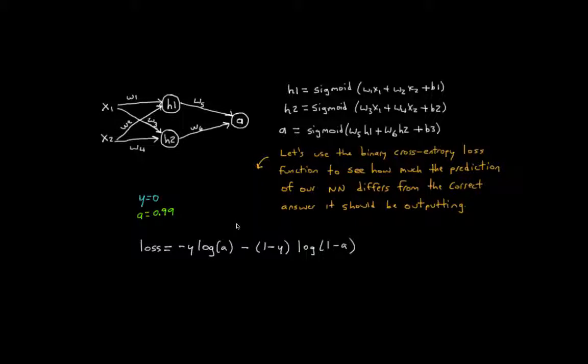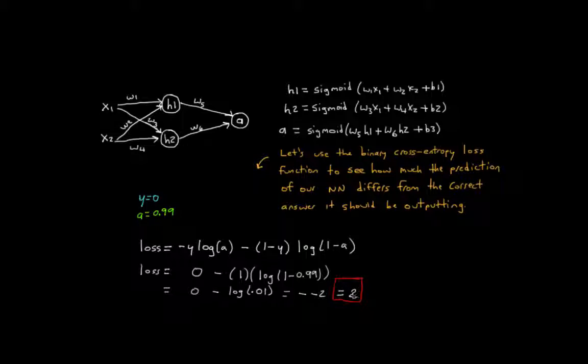And so in our case, the correct answer was y equals 0, but our neural network output a value of 0.99 here. So when we plug in those values, we see that we get an error or a loss of 2. We want the neural network to make predictions such that the loss or error function is really low, so that it's as close to 0 as possible. And as the neural network trains, it's going to get better and better at making predictions. And so the loss function is going to continually decrease as training progresses.